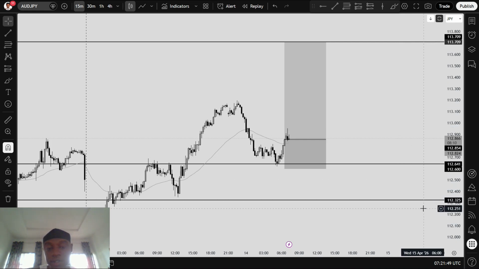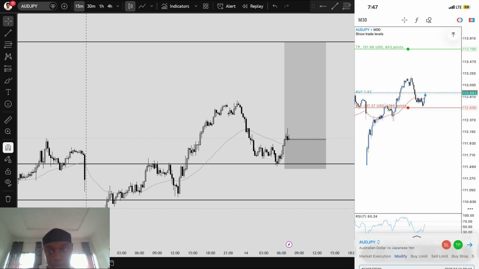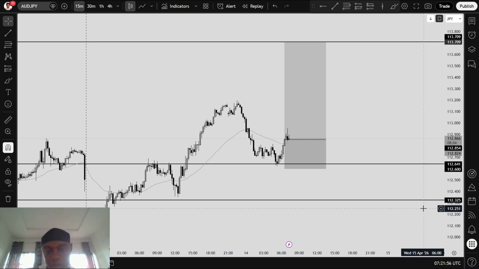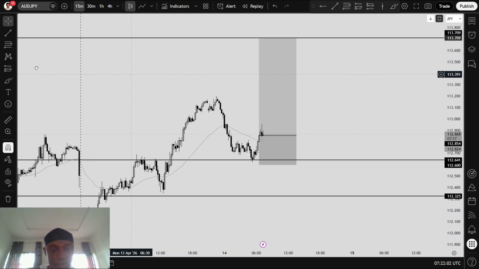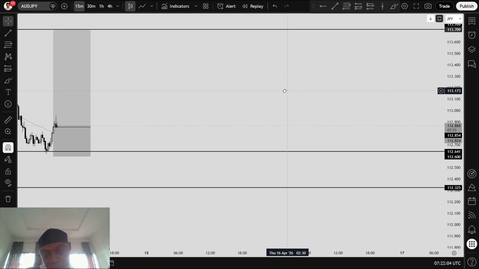Yo guys, I just got into this trade on AUDJPY, and let me briefly explain the confluence I saw before executing this trade. Like I said, I trade a pullback continuation. I call it the 88 precision.